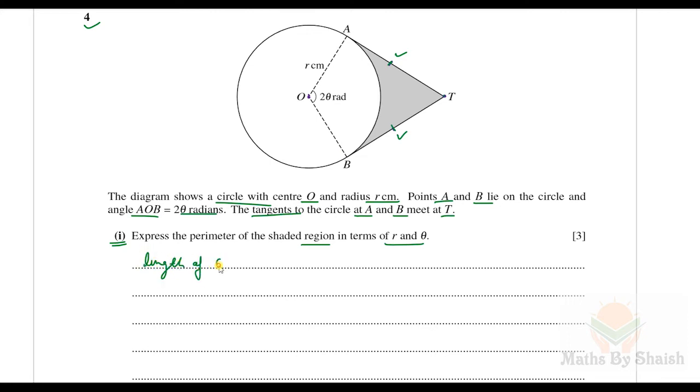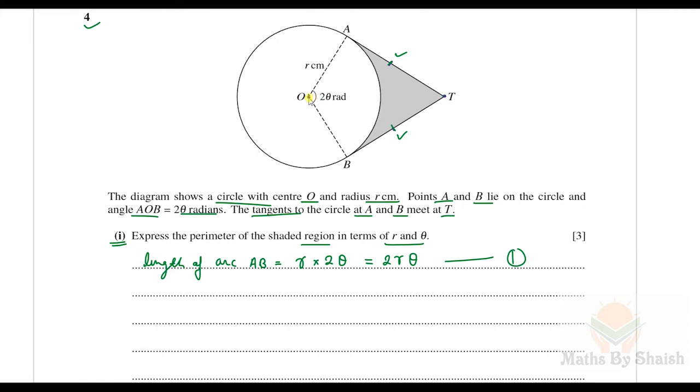Length of arc AB is going to be r theta. So it is r into theta, here it is 2 theta, so it becomes 2r theta. This is, let's say, equation number 1. Now we'll find this AT.